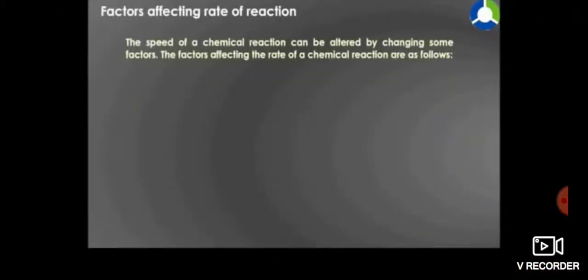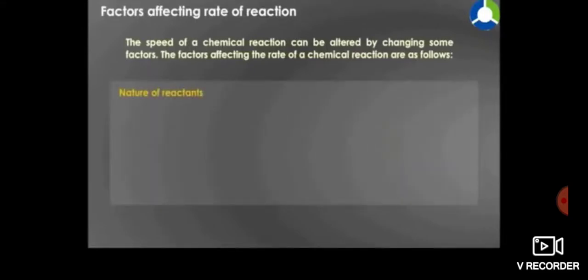Now see, I'll show you a small clip to make you understand more. So for your further understanding, let's just see the small clip. The speed of a chemical reaction can be altered by changing some factors. The factors affecting the rate of a chemical reaction are as follows.